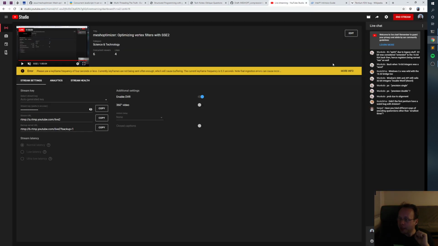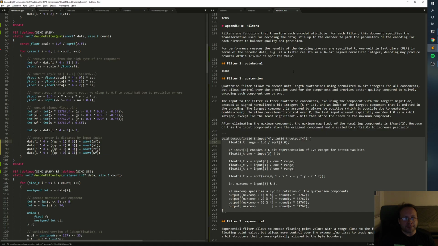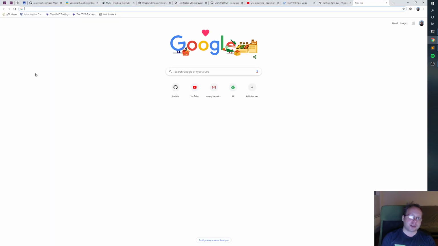So, have I tried different ways of encoding quaternions other than smallest 3? Yes, I have. So smallest 3 tends to be, in my experience, the best practical way to do this. There are a few more esoteric maps. Let me see if I can find them.